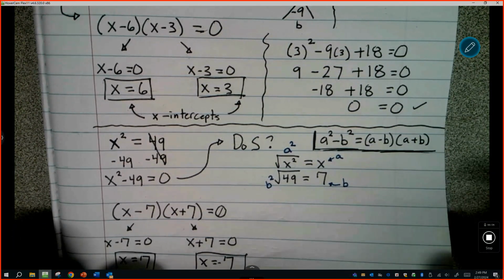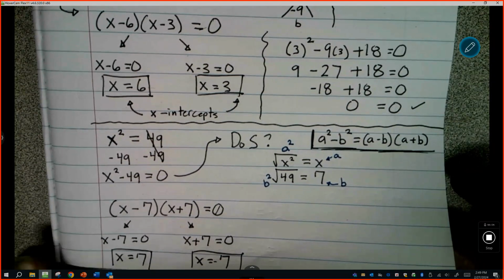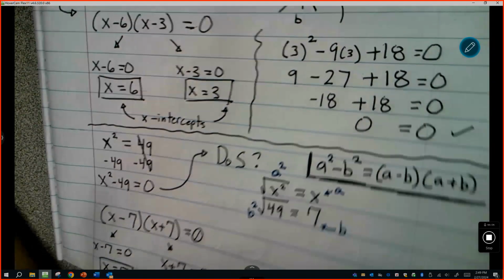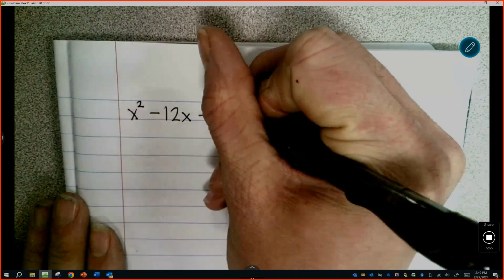Okay, go ahead, turn your page. We're going to look at two more examples, and then I'm going to pass out some practice. Okay, so this next one, I'm going to write x squared minus 12x plus 36.